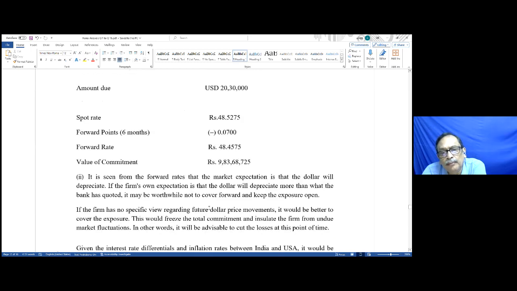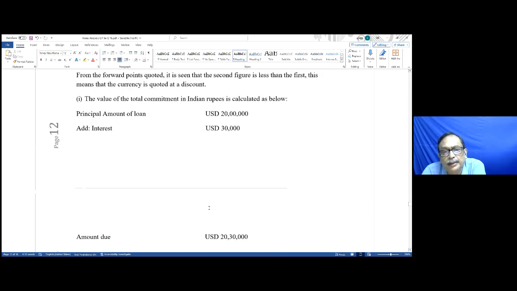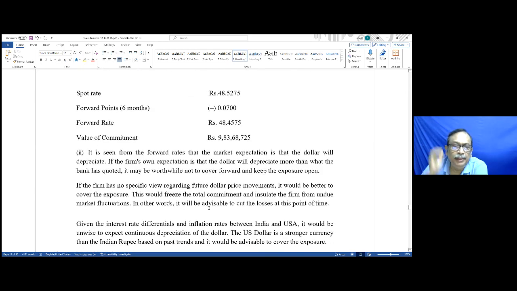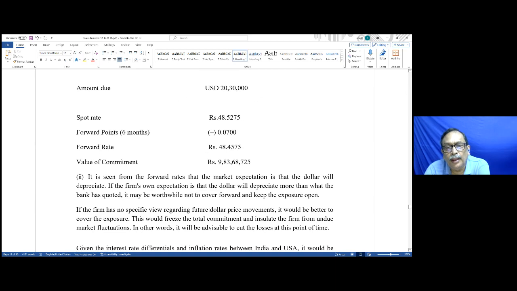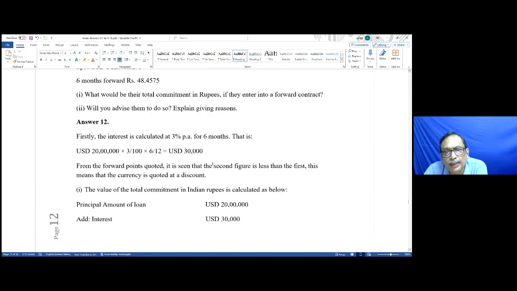Okay, value of commitment will be 20 lakhs 30,000 multiplied by 48.4575. So it comes to 983,68725. Now, will you advise them to do so? Explain, giving reasons.